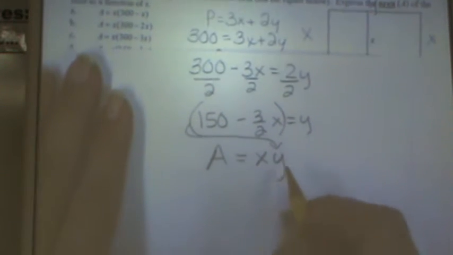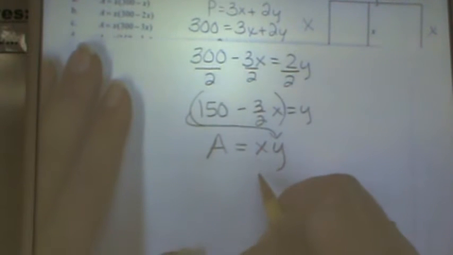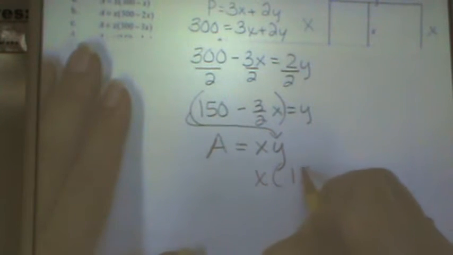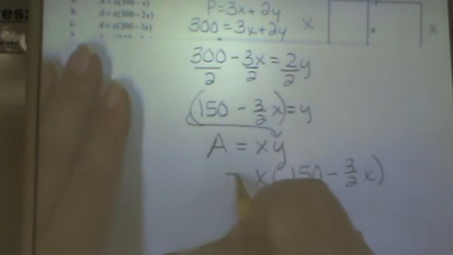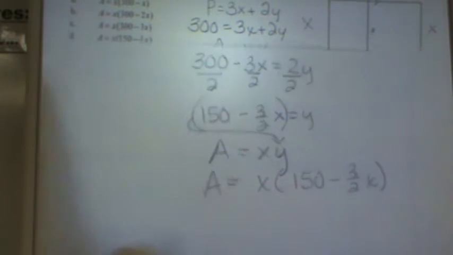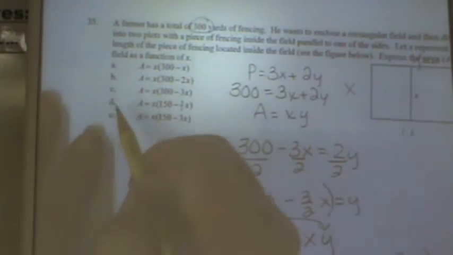Y. So we're going to write this as a function of the area, so X times 150 minus 3 halves X. And that is the answer, which would be D.